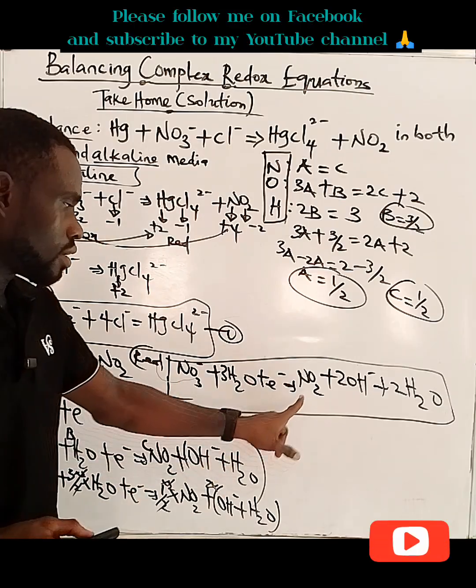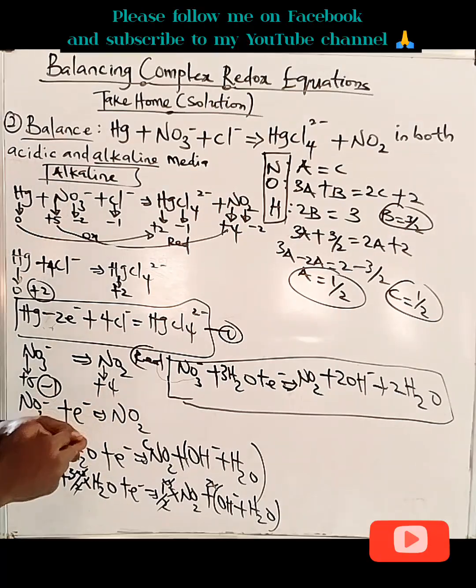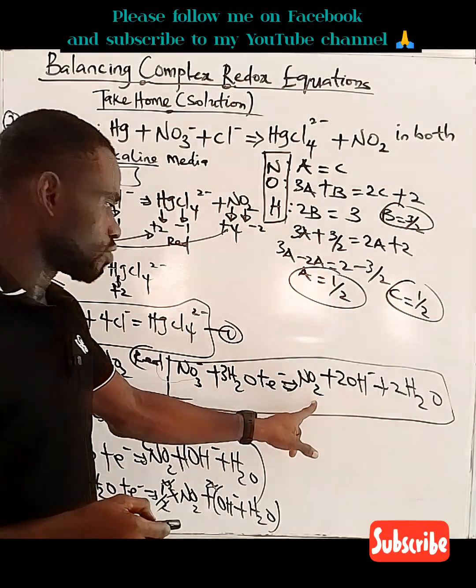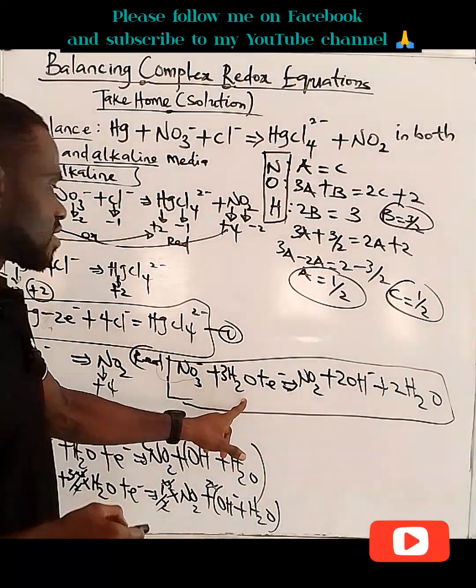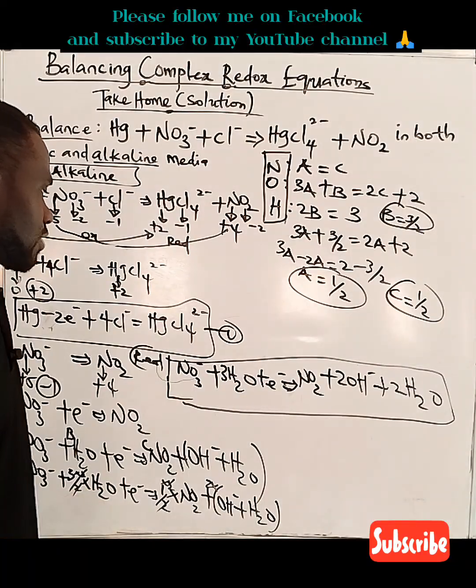Nitrogen, one atom. Nitrogen, one atom on the product end. Don't forget. So one atom, one atom. Oxygen, 3 atoms plus 3 atoms, 6 atoms. Oxygen, 2 here plus 2, 4 plus another 2, 6. Hydrogen, 6 atoms. Hydrogen here, 2 here plus 4 here, 6 atoms also of hydrogen.